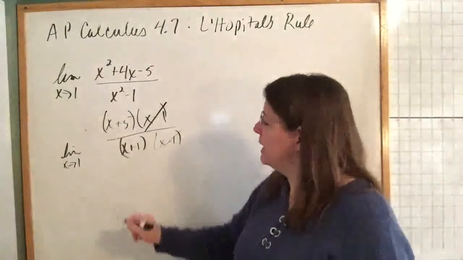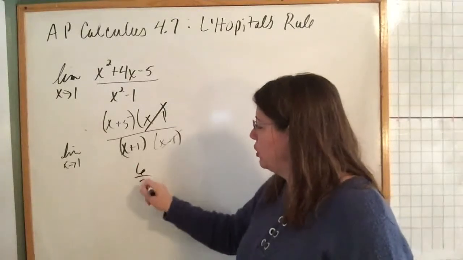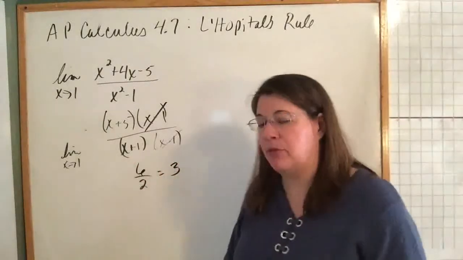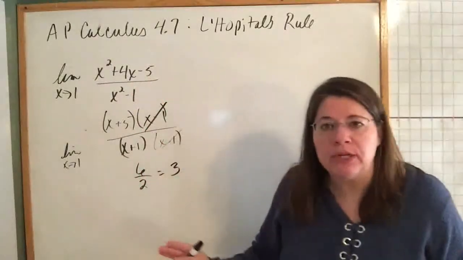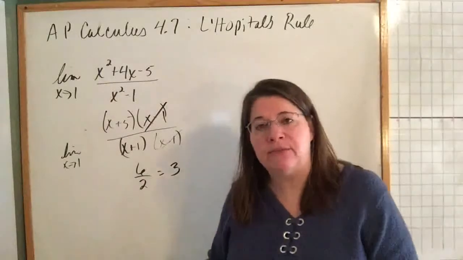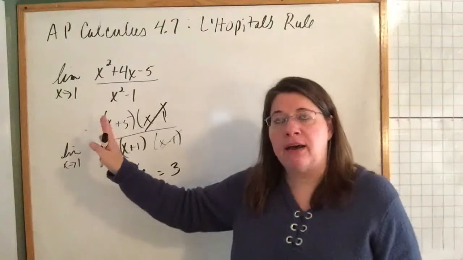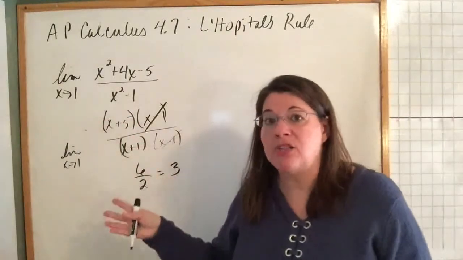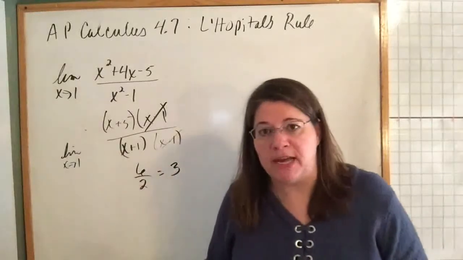And now if I plug 1 in and just do direct substitution, I have 6 over 2, which gives me a limit of 3. And that's fine. That's not terribly difficult. And anytime you can use factoring to solve a limit, it's not really a difficult problem, but there are some problems that we did some factoring or we multiplied by the conjugate and things like that, that L'Hopital's rule is going to save you a huge amount of time.